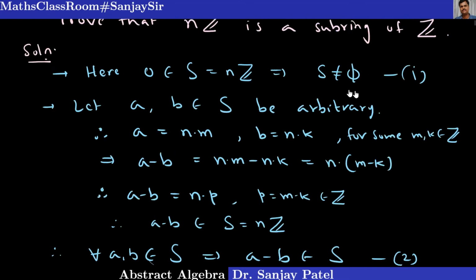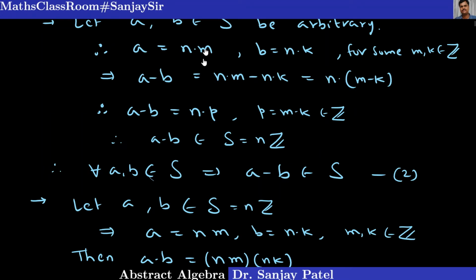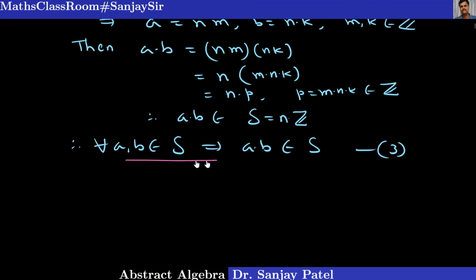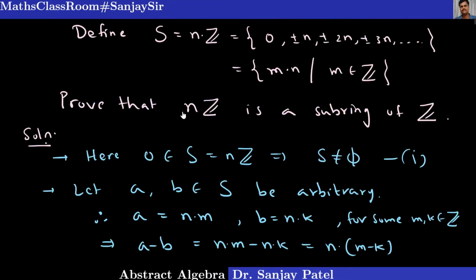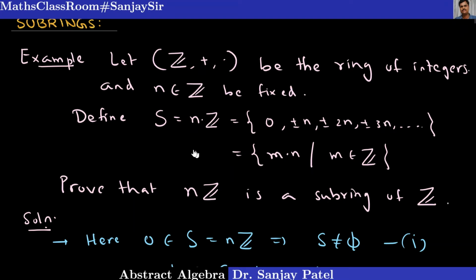So in 1 we have proved it is non-empty. In 2 we have shown that for every A and B belonging to S, A minus B belongs to S. And in 3 we have shown that for every A and B belonging to S, A dot B belongs to S. So from 1, 2 and 3, it follows that the set S equal to nZ is a subring of the ring of integers Z. Okay, so as a result of this important example, we now have infinitely many subrings of the ring Z. Just take any integer n and all multiples of that integer form a subring.